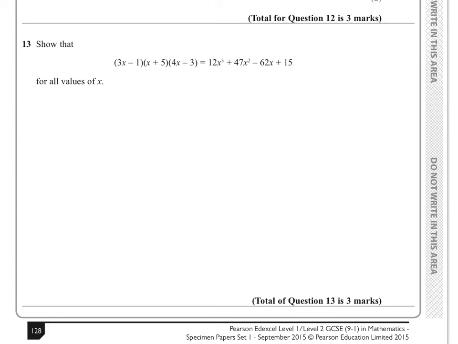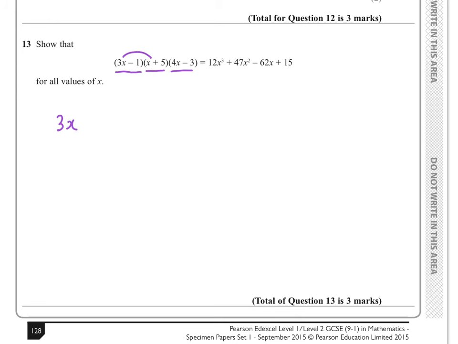Question 13. Well, this is slightly new in the syllabus, to multiply 3 brackets out. It's quite common at A level though to do this on a regular basis. So as you've got an expression multiplied by an expression by an expression, it doesn't matter which order you do it in. So I'm going to do these two first.